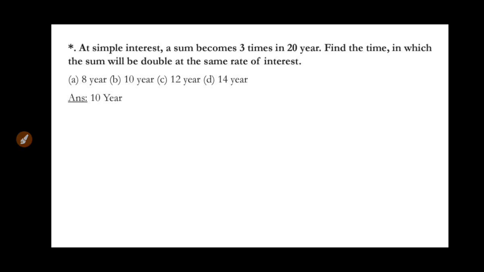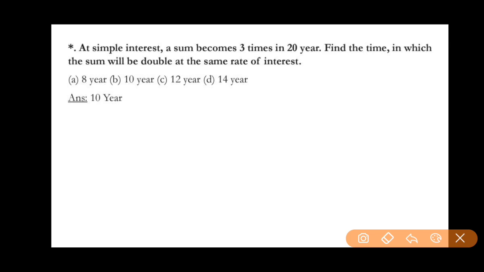I will take another question which is very important also. That will be on simple interest. A sum becomes 3 times in 20 years. Okay, it becomes 3p, you can consider it as 3p in 20 years. Find the time in which the sum will be doubled at the same rate of interest. With the same rate, you need to calculate how it became double.